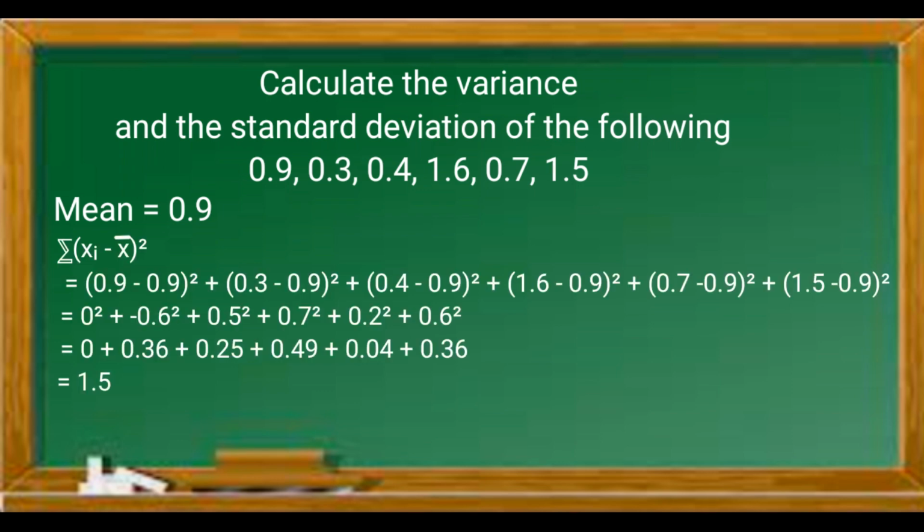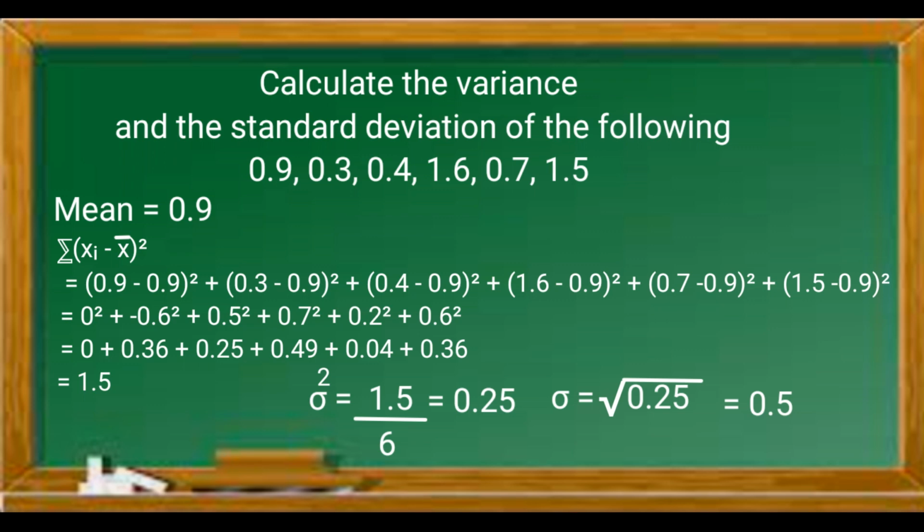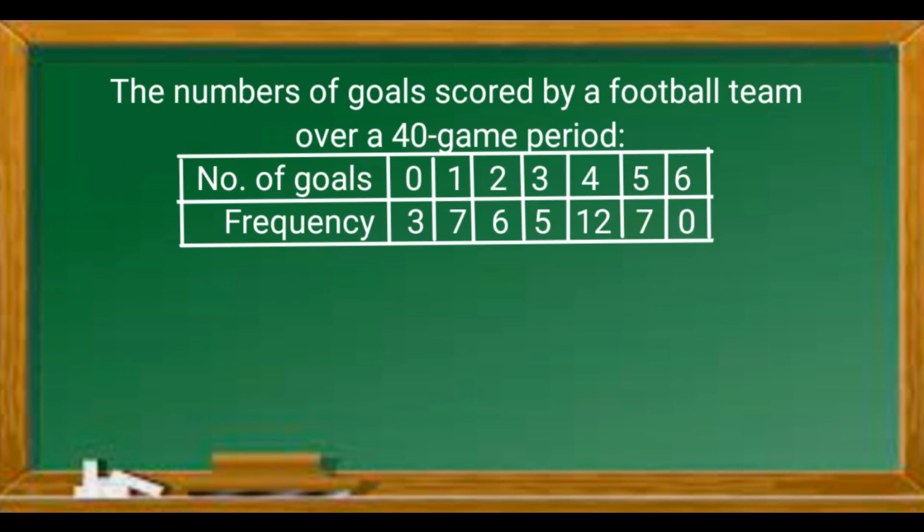Right, you need to find the sum of the data minus the mean, squared. So it will be 0.9 minus 0.9 squared, 0.3 minus 0.9 squared, etc. Add it up, we get 1.5. So 1.5 divided by the number of data, which is 6, will give you 0.25. Standard deviation is the square root of 0.25, which will give you 0.5.